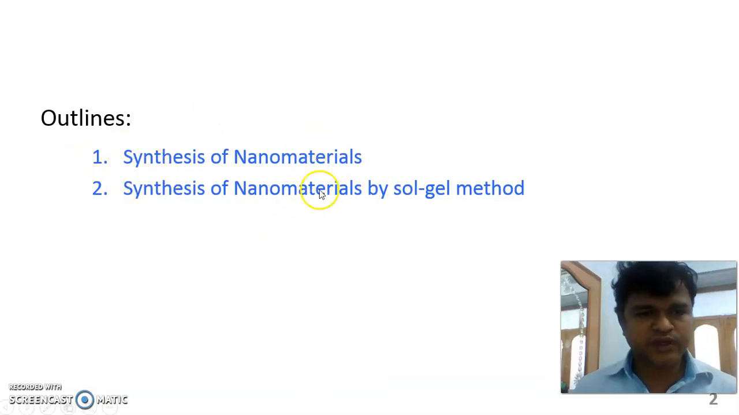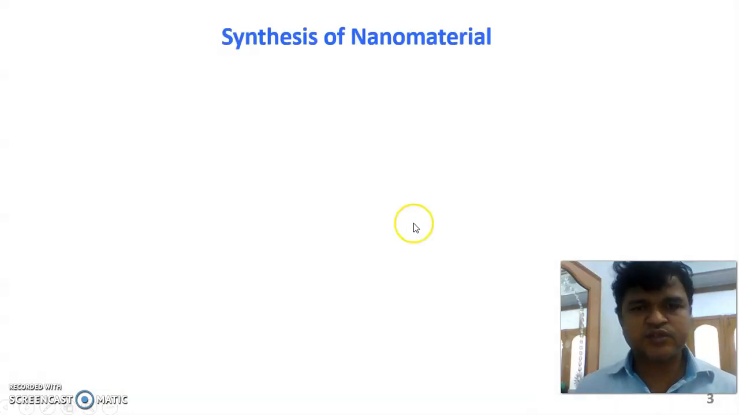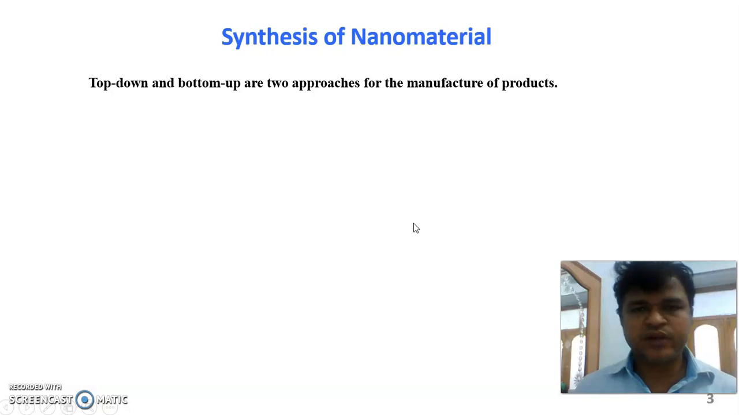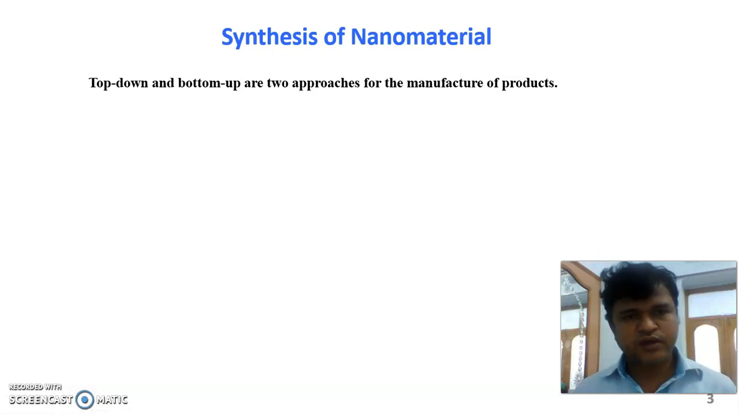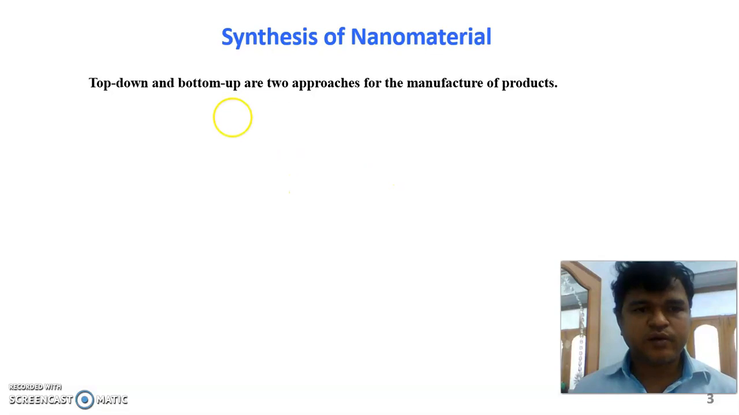First one, synthesis of nanomaterials. The second one is synthesis of nanomaterials by the Sol-Gel process. Let's discuss synthesis of nanomaterials. It has two different approaches: one, top-down approach, and another one, bottom-up approach. Top-down means we synthesize nanoparticles from a bulk material. In the bottom-up approach, the bottom of any material is an atom. Synthesis from the atom to nanoparticle is known as the bottom-up approach.